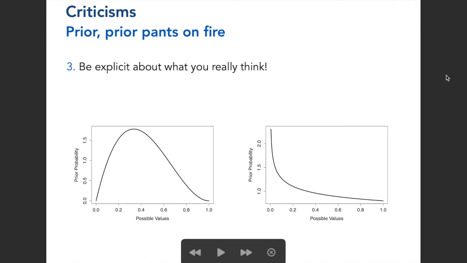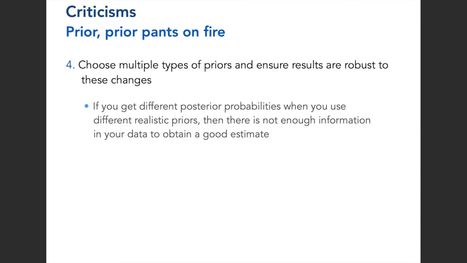So you can be explicit about what you really think is going on for your priors. And of course, one thing that we can do, and that you'll see we'll do in this course, is choose multiple types of prior and make sure that you get the same posterior probability regardless of what prior you choose. So maybe I think a certain prior probability is appropriate, but maybe someone else thinks something else is appropriate. Well, what we can do is run the analyses with both and say, okay, you don't like my prior, but let's test it with yours.